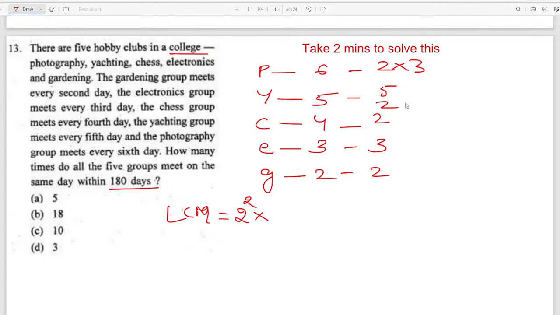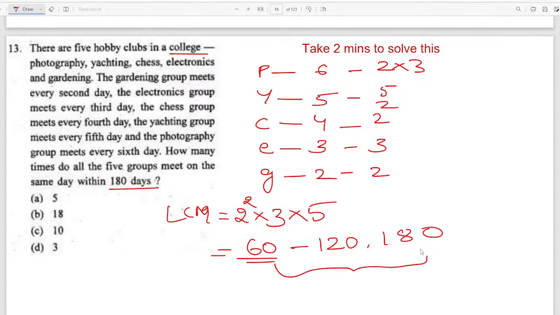Then I'll take 3, the highest power of 3 is 3 raised to 1. Then 5, the highest power of 5 is 5 raised to 1. After that, there is no other prime involved. The LCM would be 4 3s are 12, 12 5s are 60. The LCM is 60. So the first time they meet is in 60 days, the second time is 120 days, then after 180 days. So within 180 days, they'll meet 3 times.